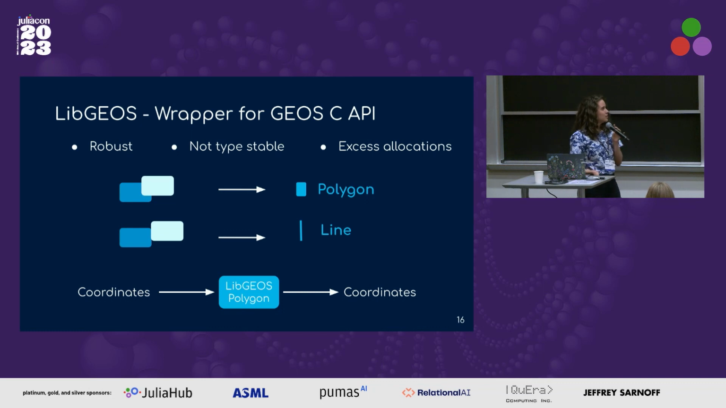And this is not to shame libgeos, type stability in geometry is quite hard, because if you pass two polygons to an intersection function, you can get any number of outputs, another polygon, a line, a point, nothing, a multi-polygon, and this is quite difficult for Julia to handle.